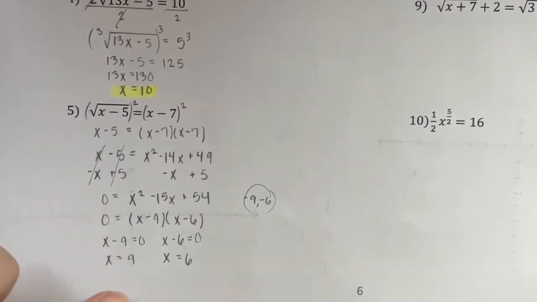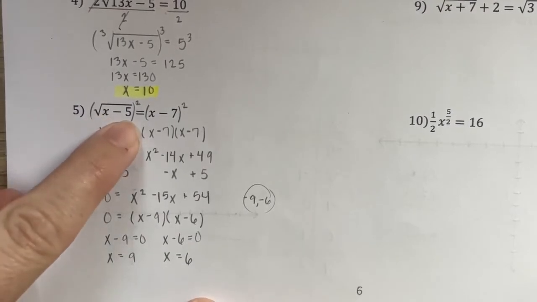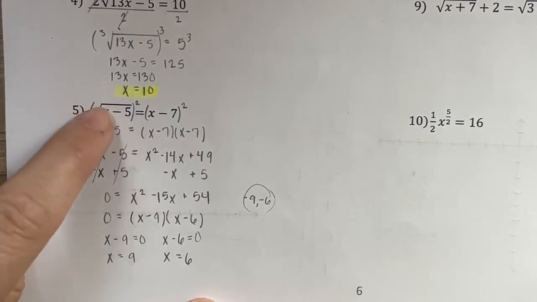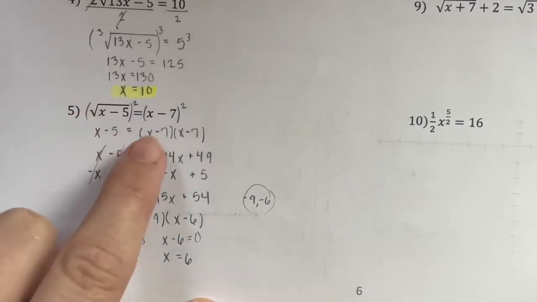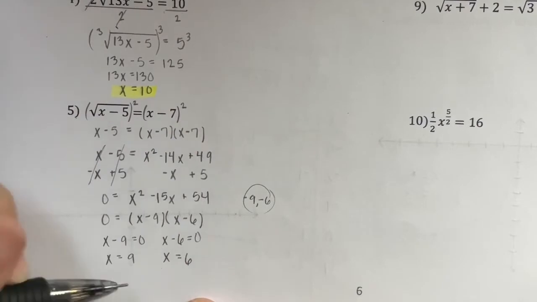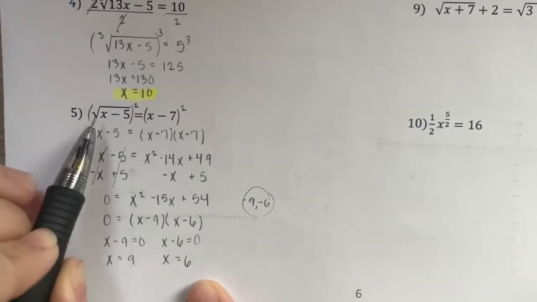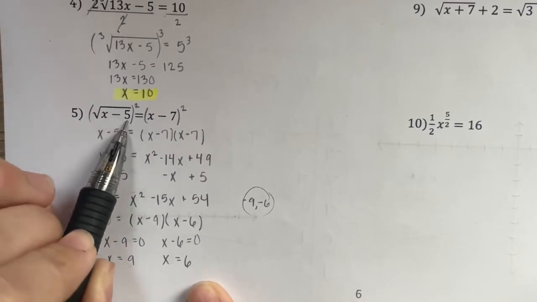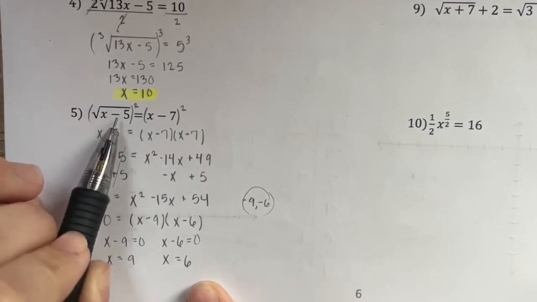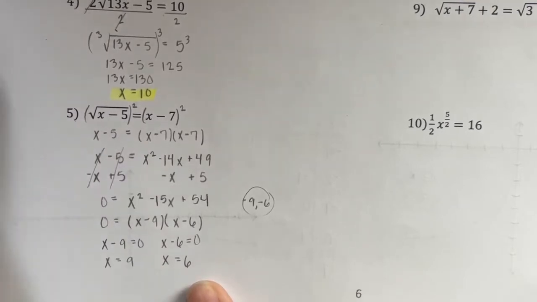So for x equals 9, 9 minus 5 inside the radical would be 4, and then the square root of 4 is 2. And then 9 minus 7 is also 2. So we're good there. The 9 is fine, we've checked it. But for the 6, if I plug in 6, 6 minus 5 is 1. The square root of that is positive 1. But then 6 minus 7 is negative 1. So the 6 doesn't work.